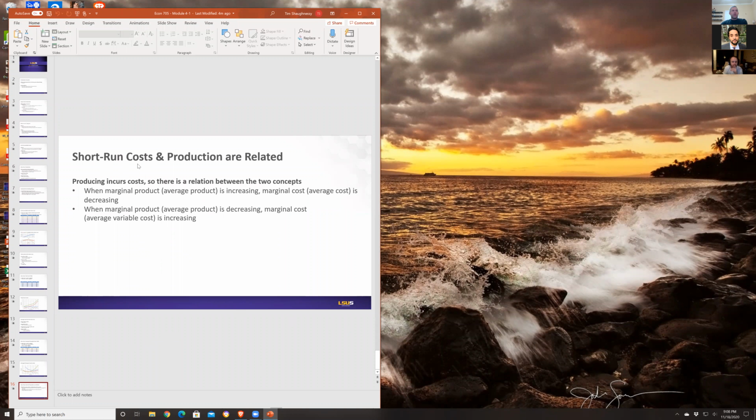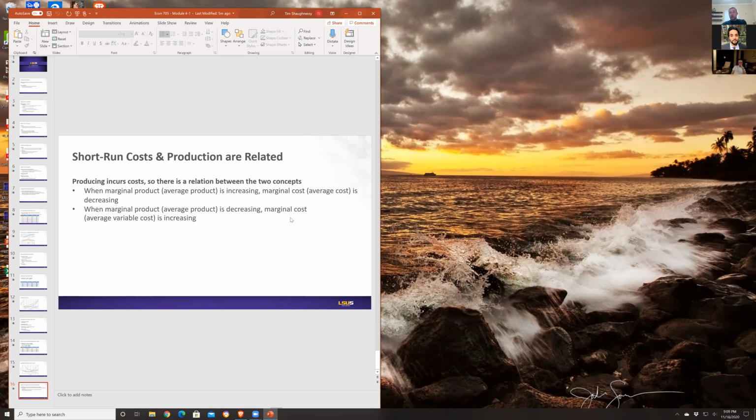I say that short run costs and production are related. Producing incurs costs, so there is a relationship between those two concepts. Since we said that the idea of diminishing returns mostly relates to marginal product, then you could say, well, I can figure out where we are in terms of increasing returns or diminishing returns by looking at marginal product. But since these things are related, you could also infer what's happening to marginal product if all the information you have is just marginal cost.